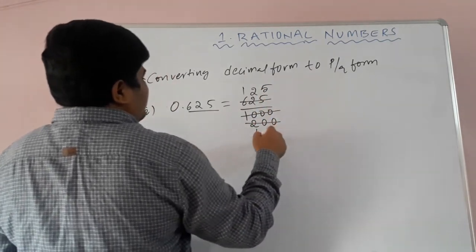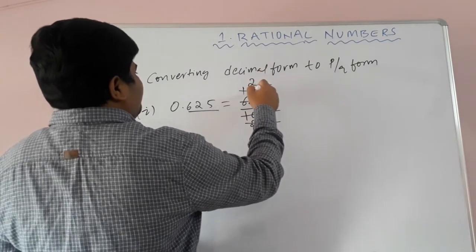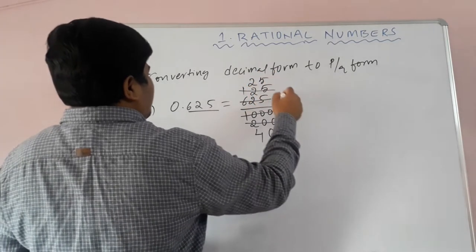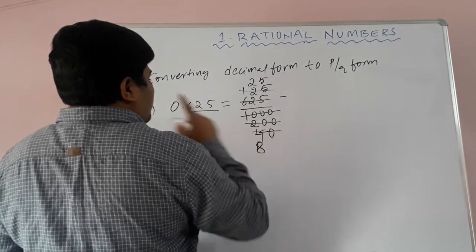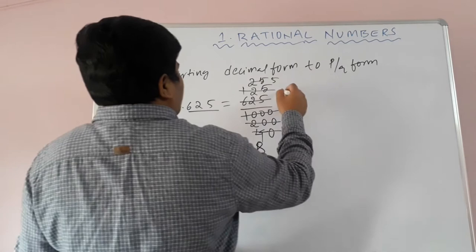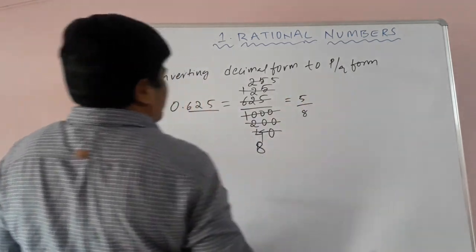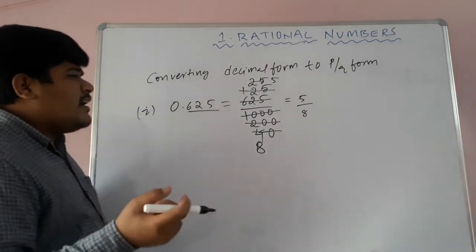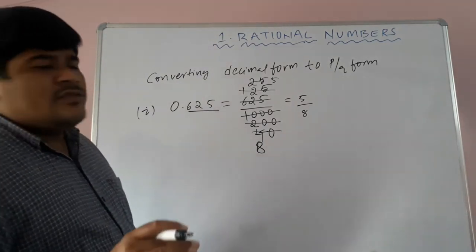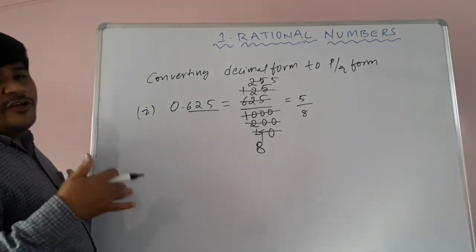Now again, still 5 is the common factor. 5 4s are 20, 5 zeros are, 5 2s are 10, 5 5s are 25. So again, children, 5 1s, 5 8s are 40, 5 5s are 25. So finally what we got, children? 5 by 8. So children, 5 by 8 we got. That is the p by q form, 625 by 1000 also. So this is the process to convert a terminating decimal into p by q form.